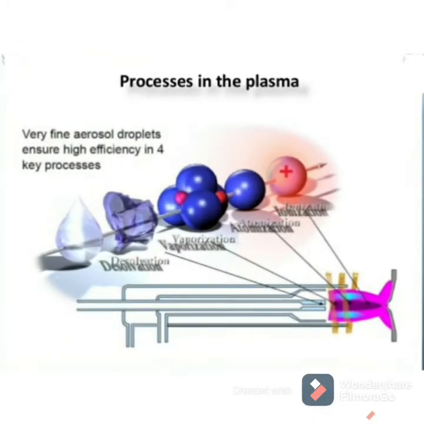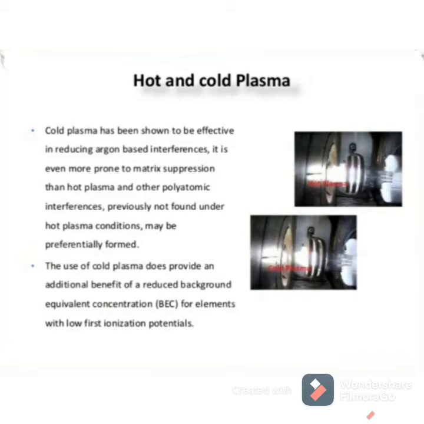When our sample interacts with the plasma in ICP-MS, a four-step reaction happens inside the ICP-MS. First we introduce our sample in liquid form. After that is dissolution, after that vaporization, after that atomization. Then it decomposes in ionization.